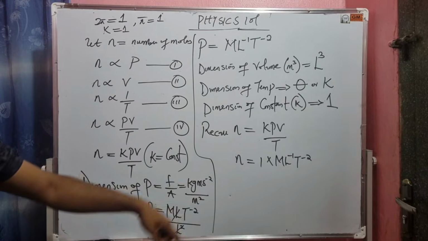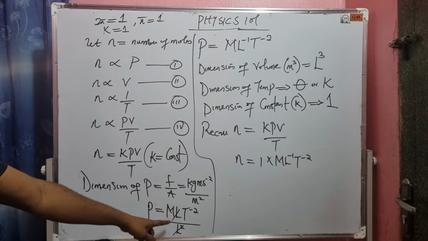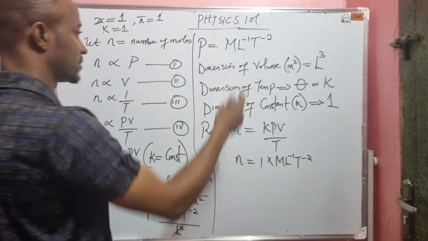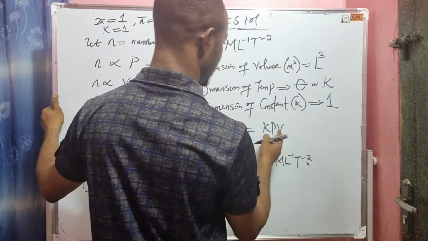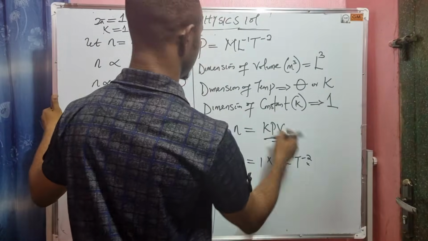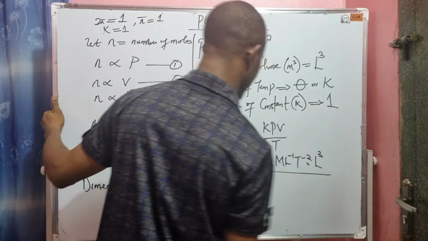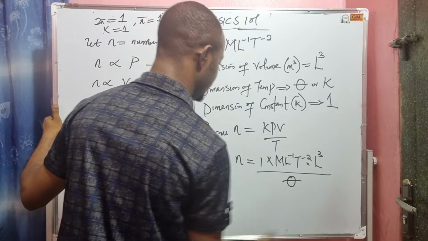Kilogram meter per second squared. I want to be sure of our value, so we can proceed from here. Okay, we are correct. Volume is meter cube, which is L cube. Temperature is okay. Let's move on. Then multiply with volume, which is L cube, all divided by our temperature, for which we use theta.